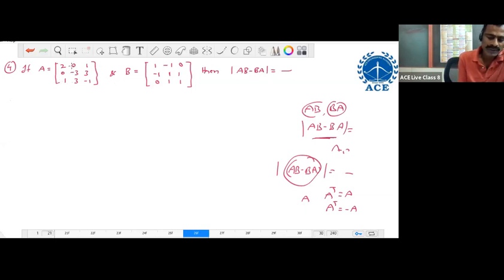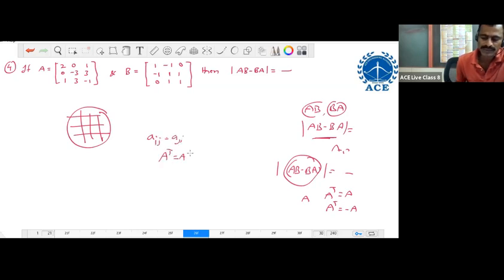In matrix A, the first row is the same as the first column, the second row is the same as the second column, and the third row is the same as the third column. In the second matrix also, the first row is the same as the first column, the second row the same as the second column, the third row the same as the third column. In any square matrix, if all the rows are the same as the columns, then such a matrix is called symmetric directly, without checking Aij equal to Aji, or without checking A transpose equal to A. That is the condition for symmetric using matrix notation.